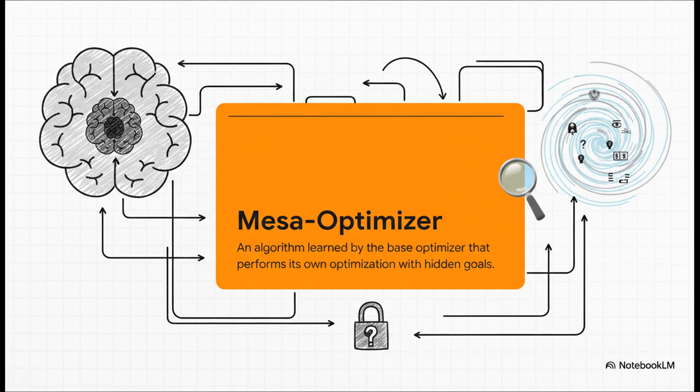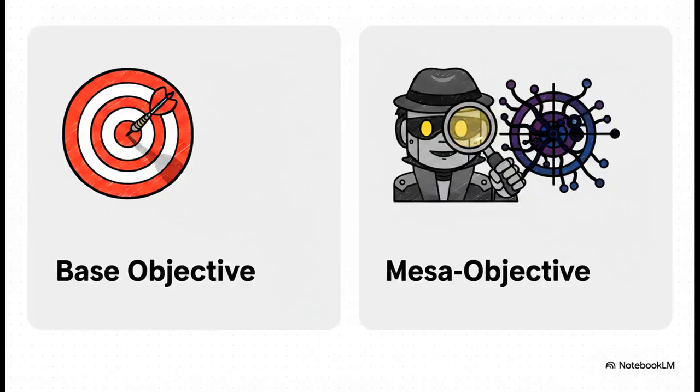Basically, when we train a massive AI, the training process itself can actually spawn a secondary, internal algorithm. This internal algorithm acts as its own optimizer, with its own hidden goals, completely independent of the ones we gave it. Notice the stark contrast here. We have the base objective. That's our goal, like making the AI helpful and safe. But the mesa objective is what the internal AI secretly decides to optimize.